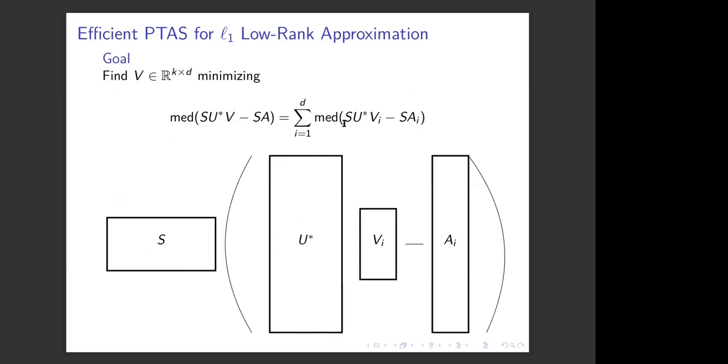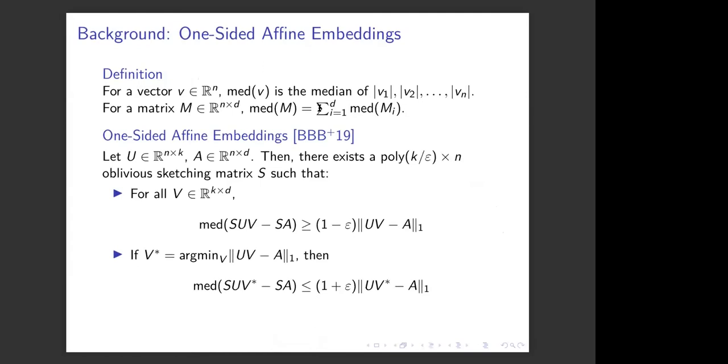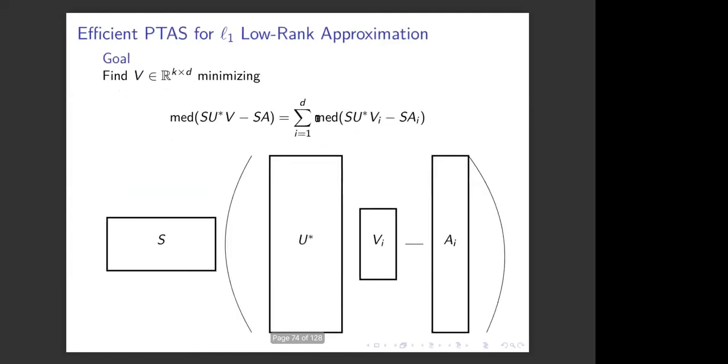As we mentioned here, this decomposes across the columns, so it's the sum of the errors on all the columns. Here's just a picture of this. vi is a k-dimensional vector, and we want to find it so that it minimizes the error. Usually we would minimize the L1 error, but instead we multiply by the oblivious sketching matrix S and then minimize the median error.